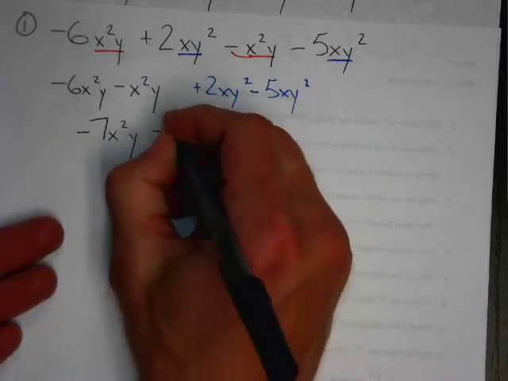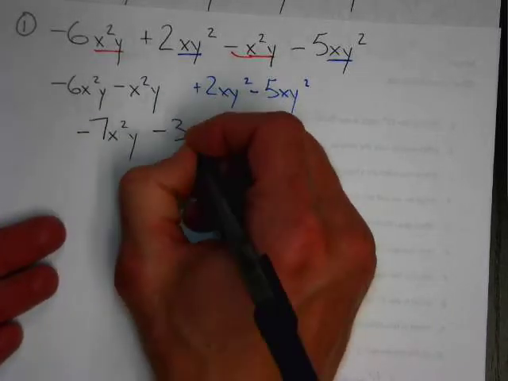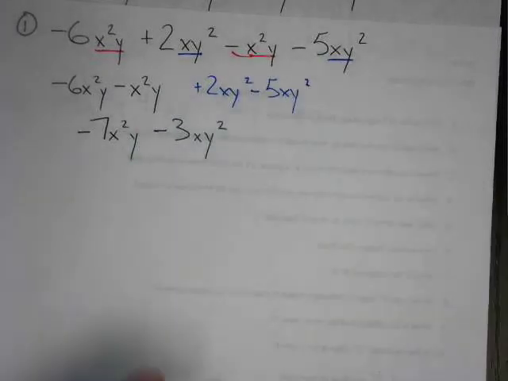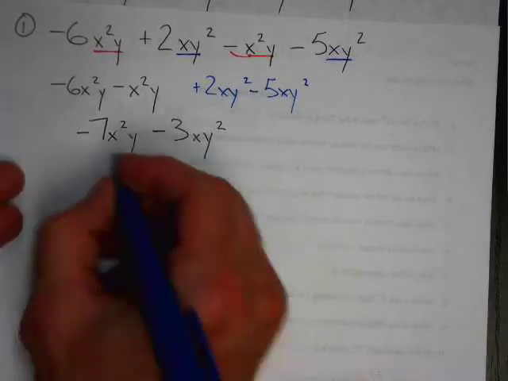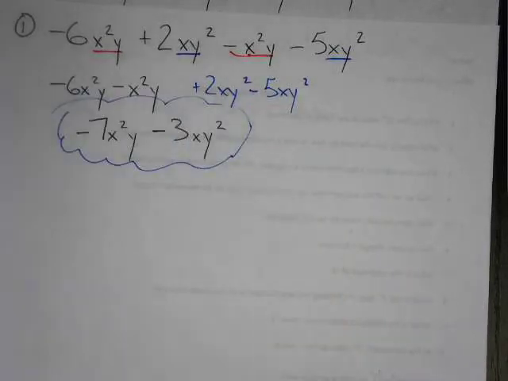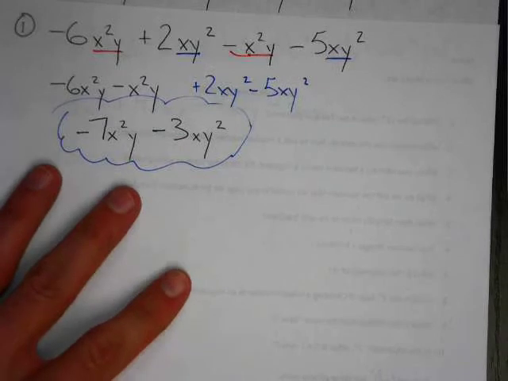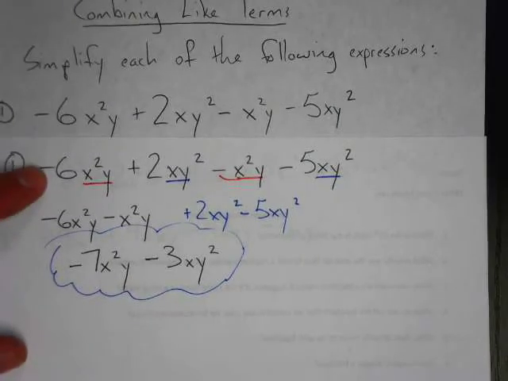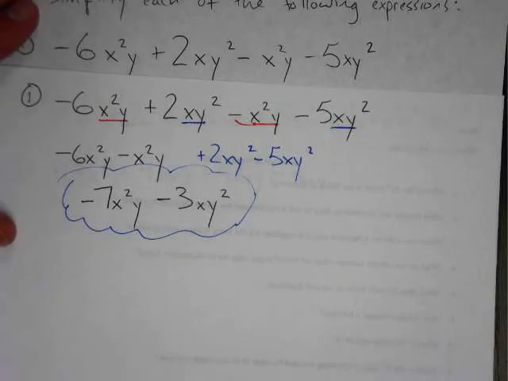So we have negative 7x squared y minus 3xy squared. These, of course, are two different units of measure, so we cannot combine them. We are as simple as we can get. So this is the simplified expression. And for the previous unit, the previous lesson, we would say that is a second degree binomial. In case we're looking at this craziness, it's actually a second degree binomial.